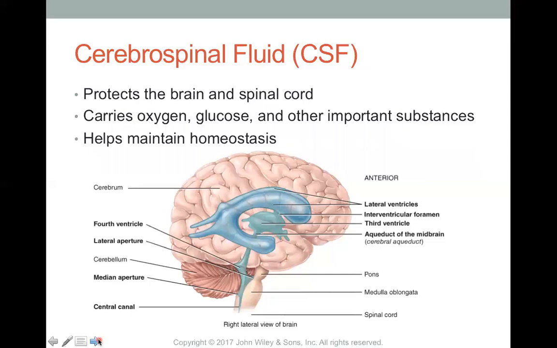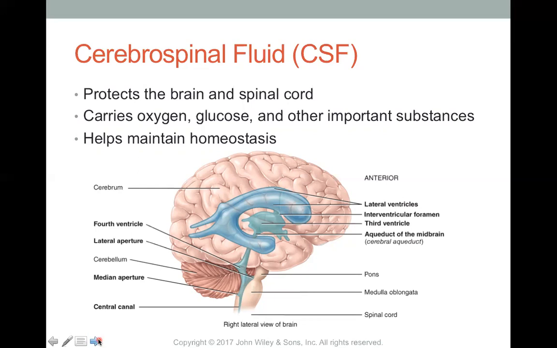Next is cerebrospinal fluid. Cerebrospinal fluid is a clear and colorless liquid that also serves to protect the brain and the spinal cord against chemical and physical injuries, and it carries oxygen, glucose, and other needed chemicals from the blood to the neurons and the neuroglial cells. By carrying the oxygen, the glucose, and those other chemicals, the cerebrospinal fluid helps to maintain homeostasis.